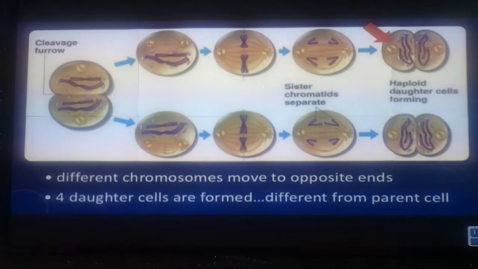And then after the division is complete, you'll have 4 daughter cells, but each of these cells is not the same as the parent cells. They have half the number of chromosomes as the parent cells do. This is when we have meiosis. This is what we call sexual reproduction, or the making of a new organism.